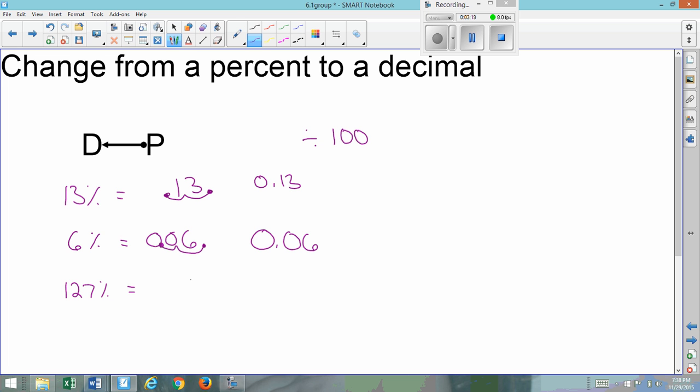And last but not least, we have 127%. We move our decimal, which is always at the end of the number, 1, 2. And you get 1 and 27 hundredths.